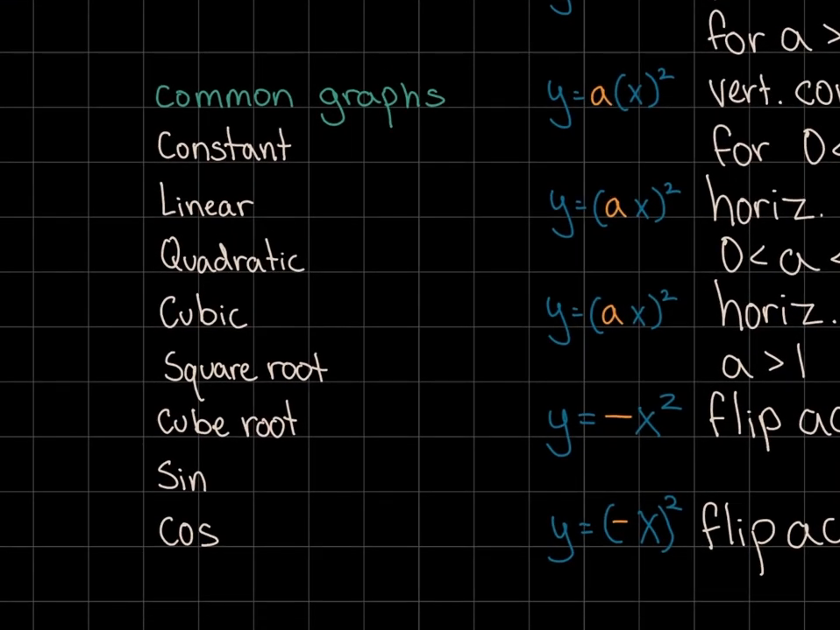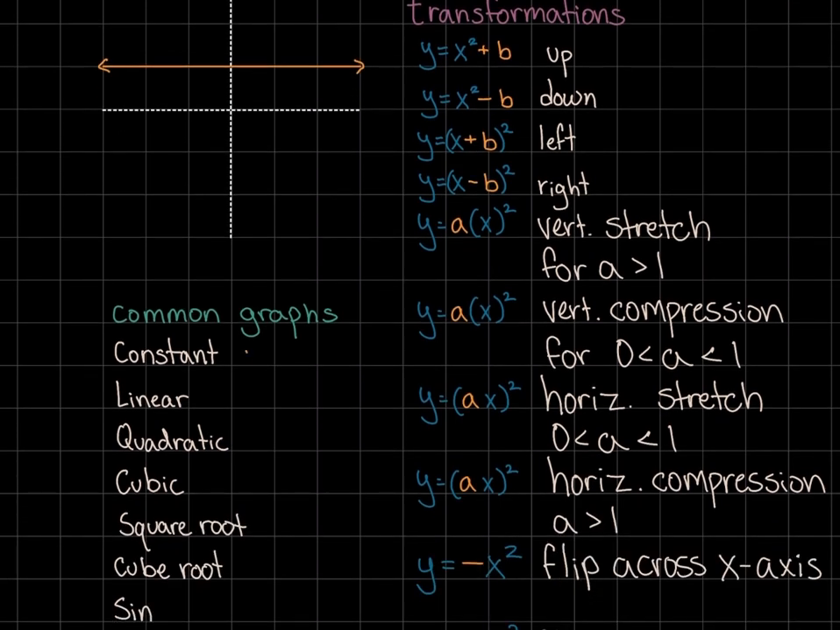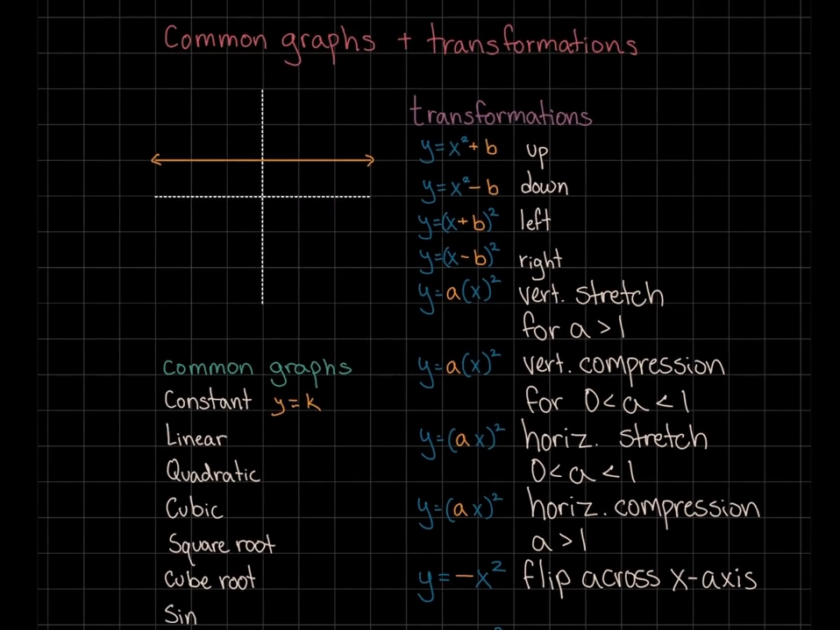So the most common graphs are listed here. We have a constant, linear, quadratic, cubic, square root, cube root, sine, and cosine. Now, what exactly do these graphs look like? Well, I'll start. A constant graph is your very basic y equals something graph. So we'll say it's y equals k. And it's just a straight line for wherever k may be.